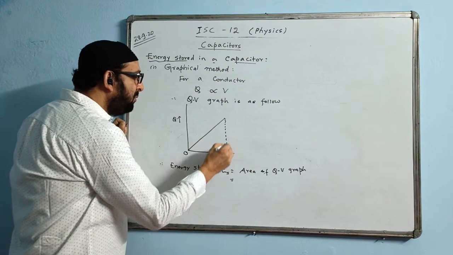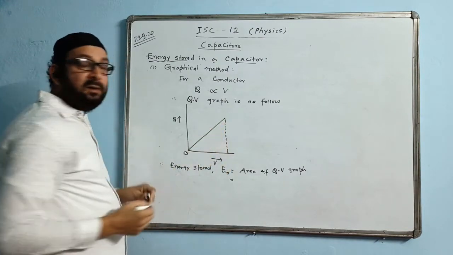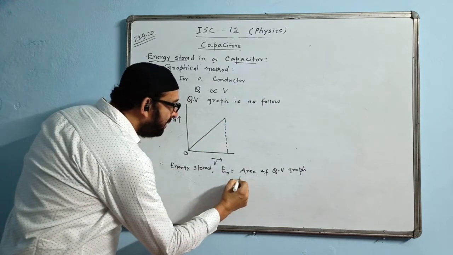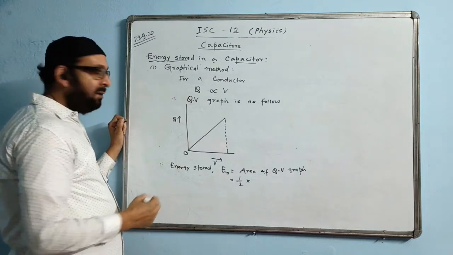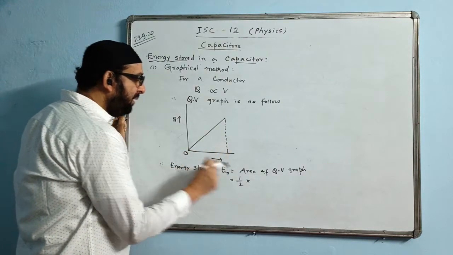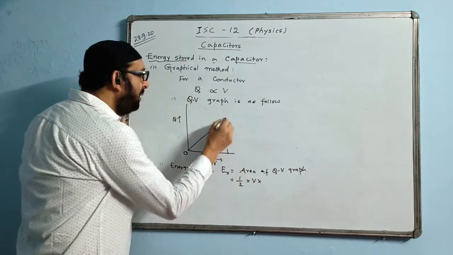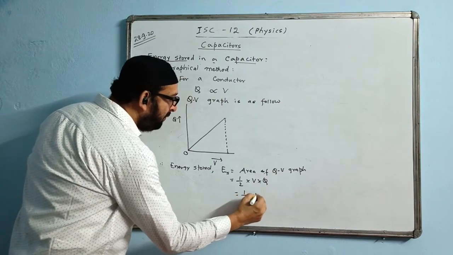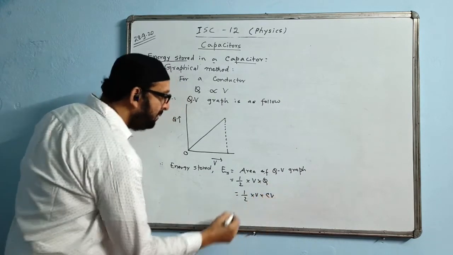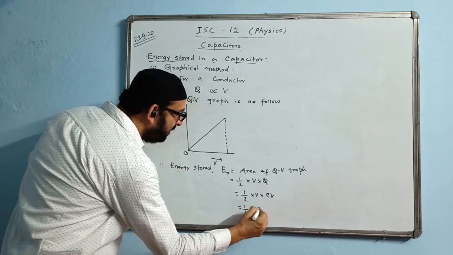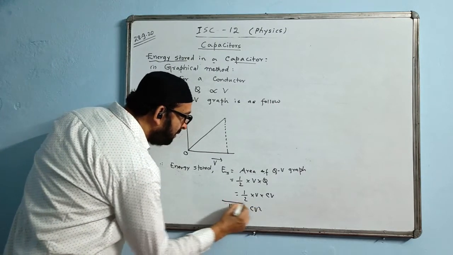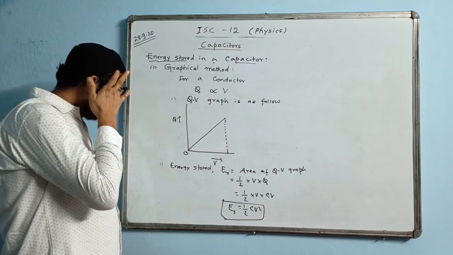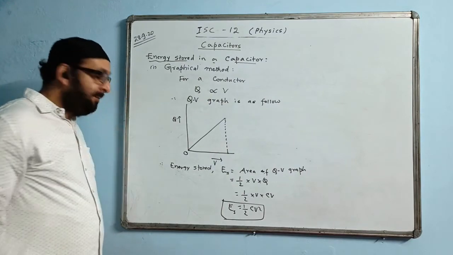Area means like this you draw, and whatever type of figure we get, we'll find the area of that figure. We are getting a triangle. What is the area of the triangle? The formula is half into base into height. What is the base here? Base is V. What is the height? Height is Q. We write half VQ. Write half into the Q value, I put CV. So ultimately your formula becomes half CV square. This is the formula of energy stored in a capacitor.